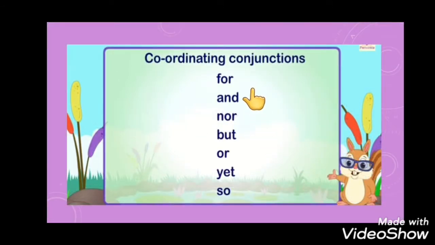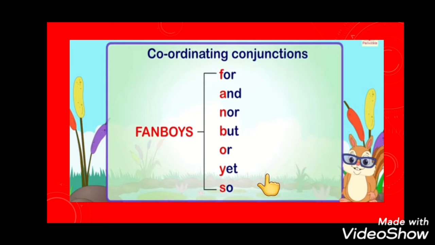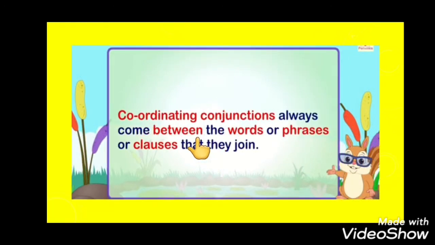Students, for, and, nor, but, or, yet, so. These all are called coordinating conjunctions. We can learn these coordinating conjunctions, that is for, and, nor, but, or, yet, so, by FANBOYS. Coordinating conjunctions always come between the words or phrases or clauses that they join.